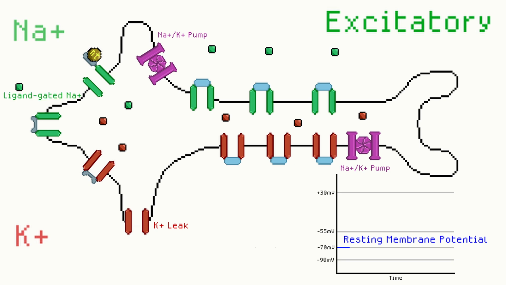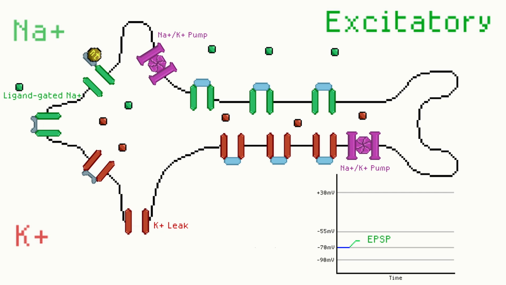When these channels are open, sodium enters the cell and causes the neuron to become more positive. This slight change in charge is called a graded potential. Because we're making the neuron more positive, this graded potential is specifically called an EPSP, or excitatory postsynaptic potential. Notice on our graph, our voltage has changed slightly, but it's not enough to create an action potential yet. So what do we need?